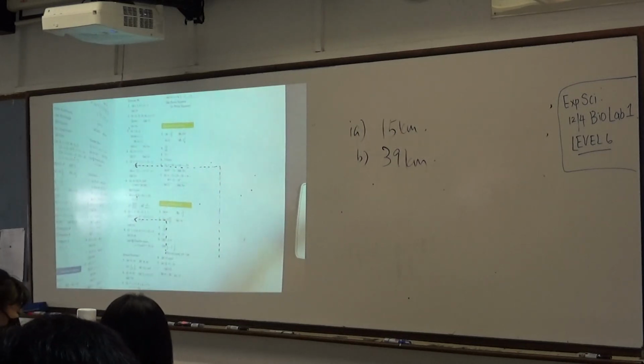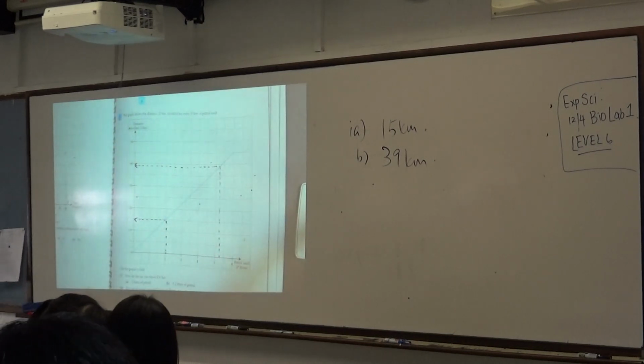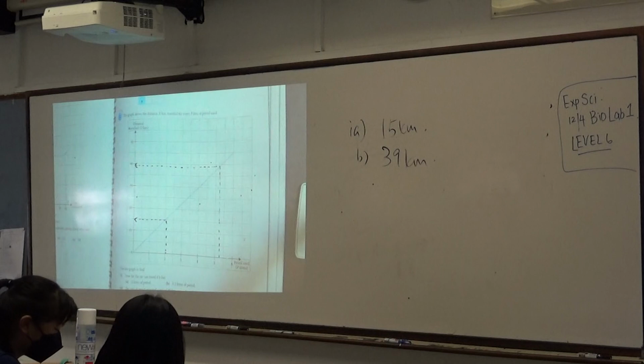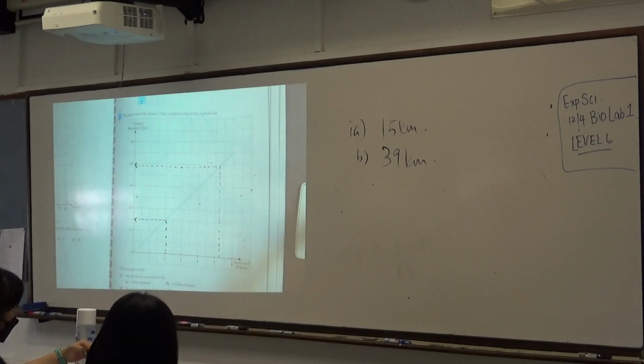I'm just going to double check the answer. This is question 2, right? 15, 39, yes. Are we okay here? Can or cannot? Can, huh? Now, next part. Find the cost of petrol required to travel 30 kilometers. Given that 1 liter of petrol costs 140.